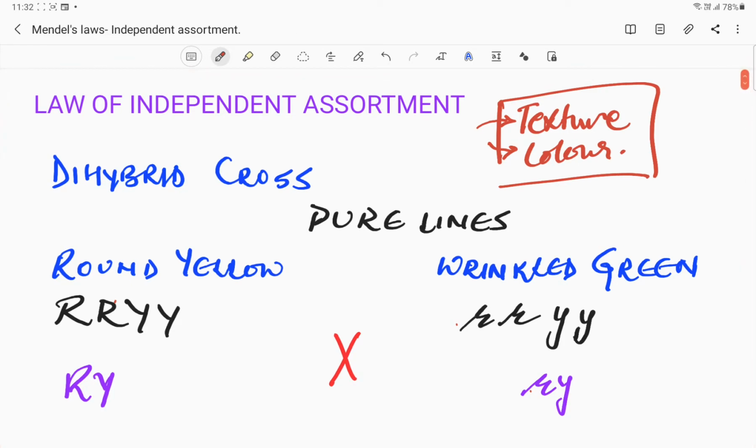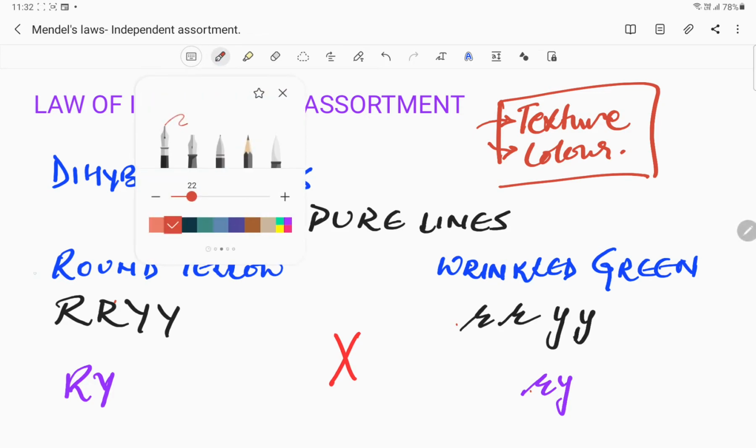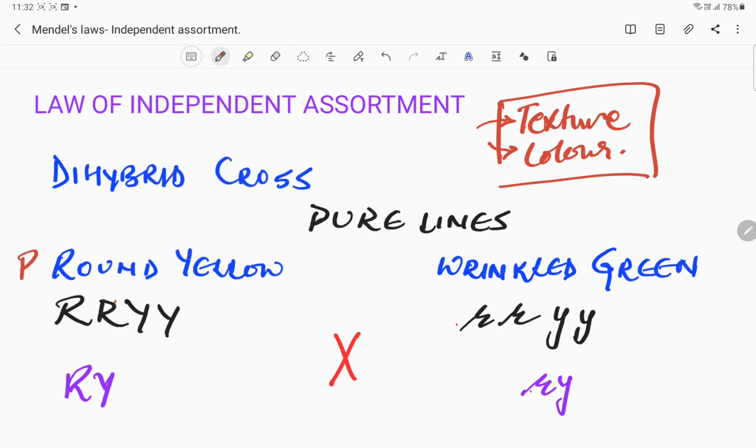Now at the beginning of the experiment, the parents that are chosen are the same as in a monohybrid cross, which means that the parents are pure lines. One of the parents was a pure line for the dominating conditions, round and yellow, round being the dominating condition. That is a homozygous condition for both the traits in this case. And the other pure line that he chose was a plant which was wrinkled green, and both of these traits are recessive, and they can only be recessively expressed. The phenotype can only be recessively expressed if they are in the homozygous condition.